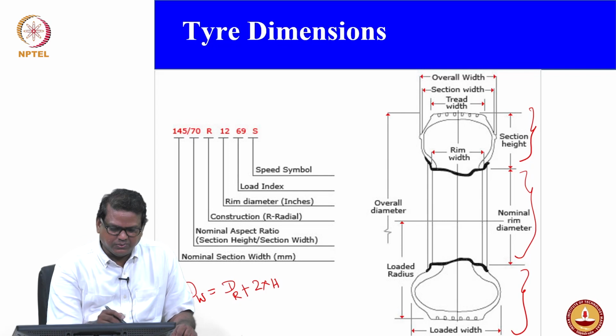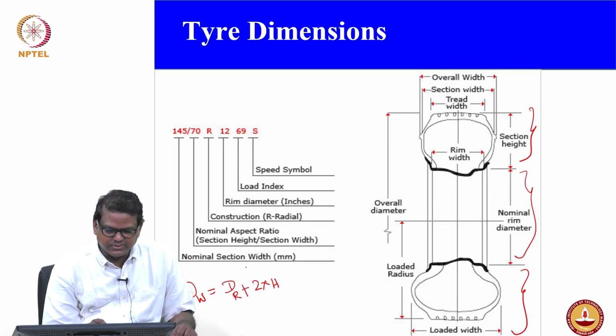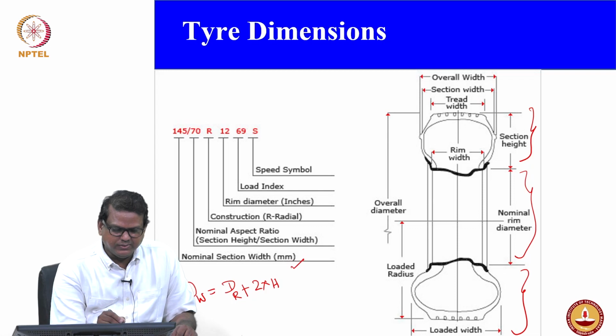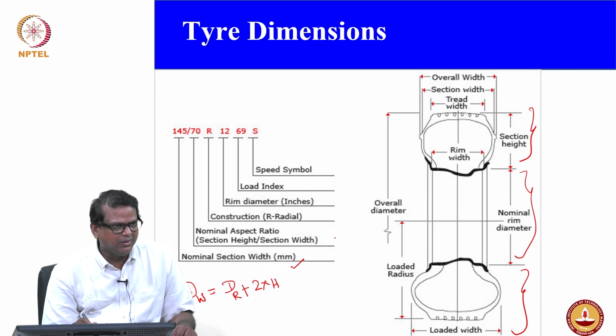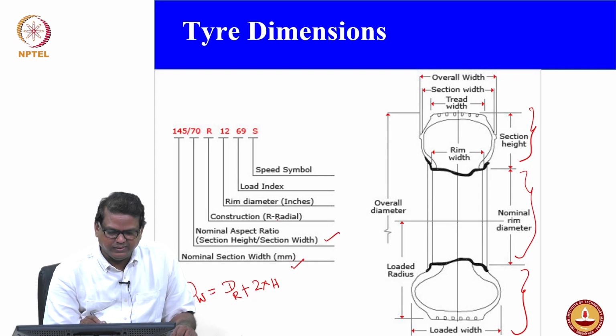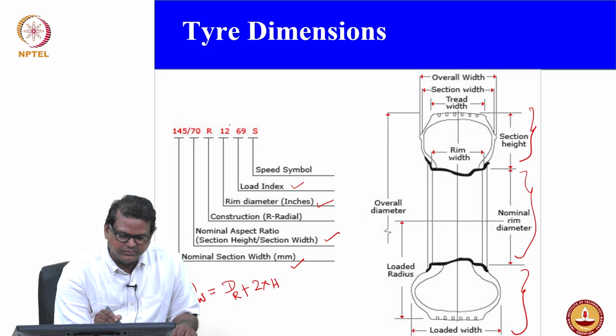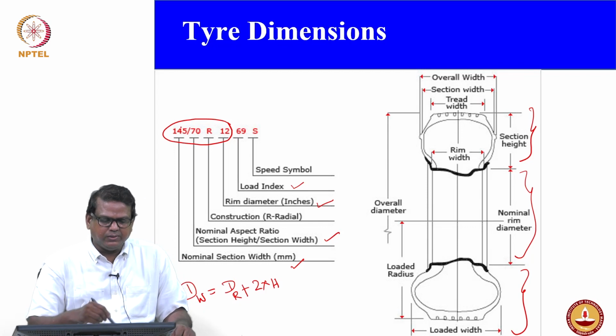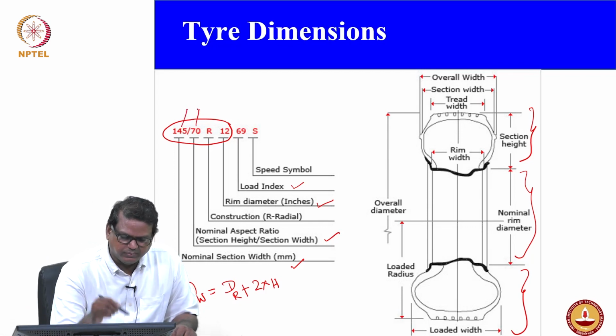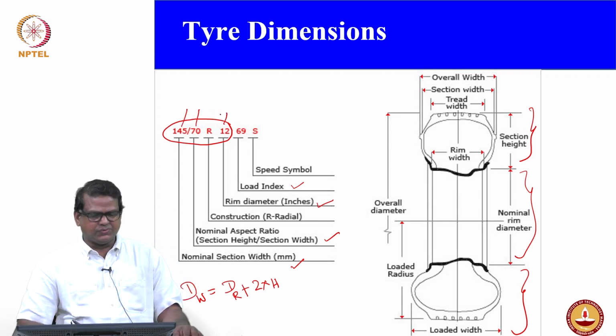As I mentioned, look at this. The 145 is the width in millimeter, and the 70 is the ratio between the height and width, and the construction is radial or bias. The rim diameter is in inches, and this is about how much load can be taken care of, and this is the speed symbol. For us, these three are important: this gives the width, this is the percentage height by width, and this is the rim diameter in inches.